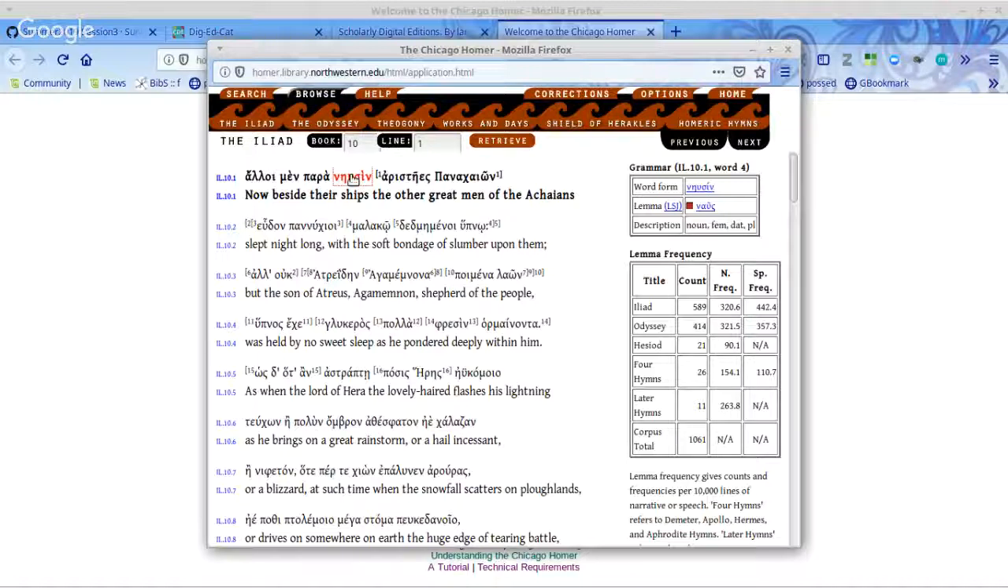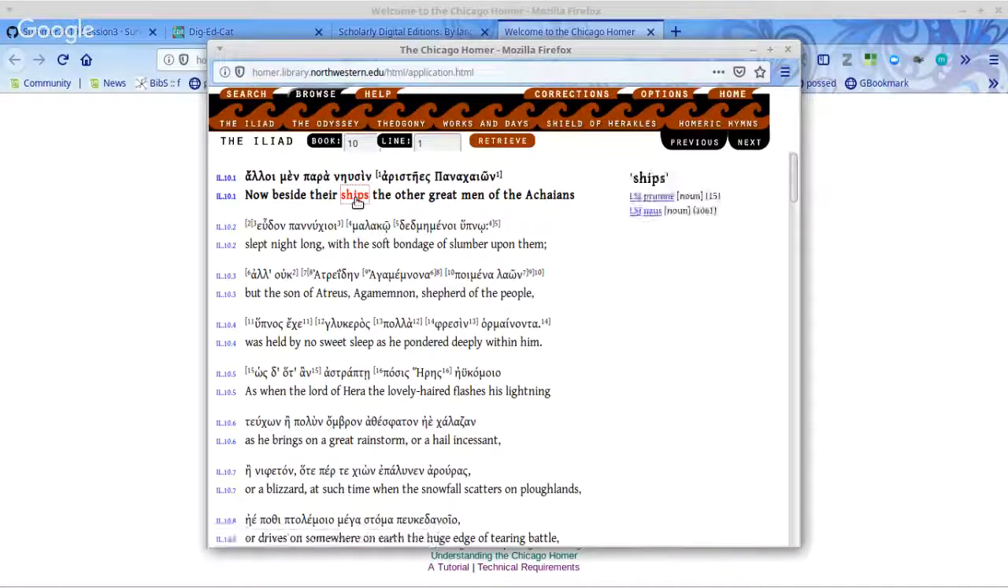It doesn't end here. We can also click on English words. And if we click on English words, then we see that this edition functions as a kind of Homeric English-Greek vocabulary. So if you want to use Homer's words to write about ships, here is what you can use with great certainty.